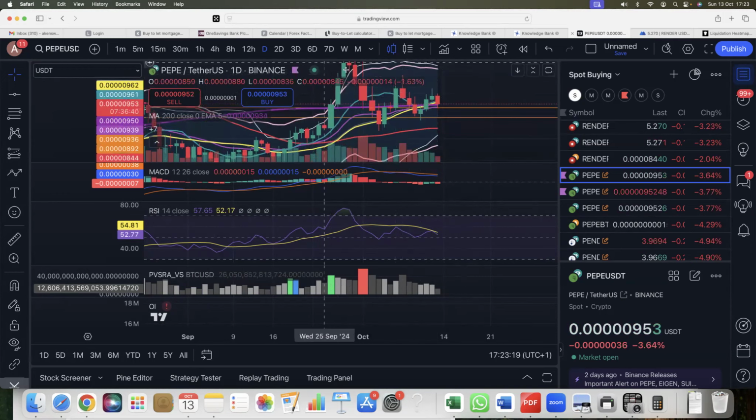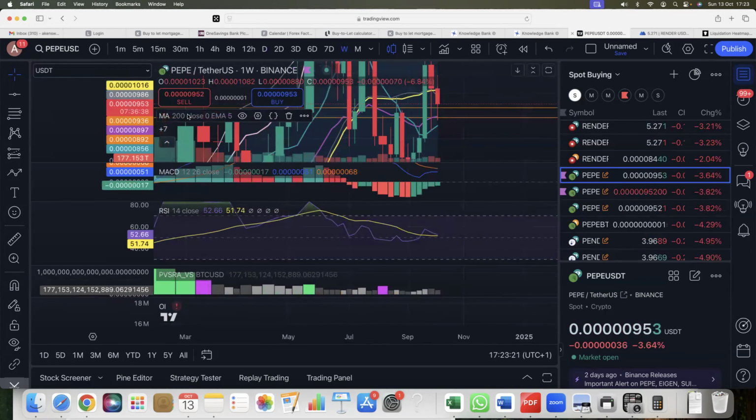So PEPE, did we look at the weekly chart? Yeah, so weekly chart. We kind of tested the wick here. It may well be that it comes all the way back down here, 855, before we go up. But if Bitcoin sustains this move, then this will also go up. It will go up as well. So that's PEPE as well.